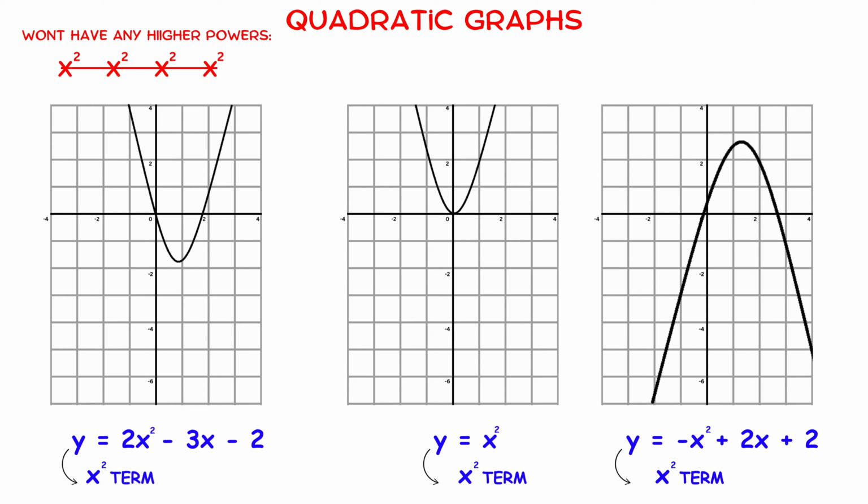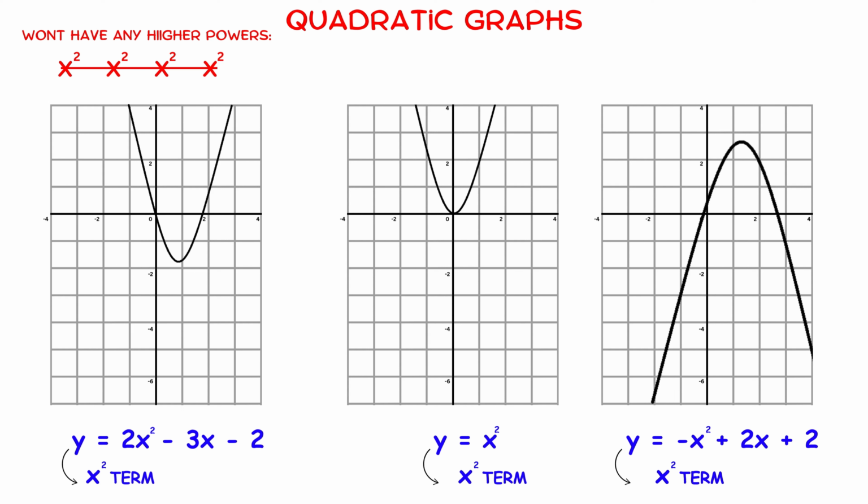The other thing to know is that if the x squared term is positive like it is for these first two graphs, then the curve will be facing upwards like a smiley face, whereas if the x squared term is negative like it is in this last example, then the curve will be upside down like an unhappy face. So just remember that a positive x squared means a happy graph, and a negative x squared means an unhappy graph. Now, the simplest quadratic graph that you'll see is probably this one, y equals x squared.